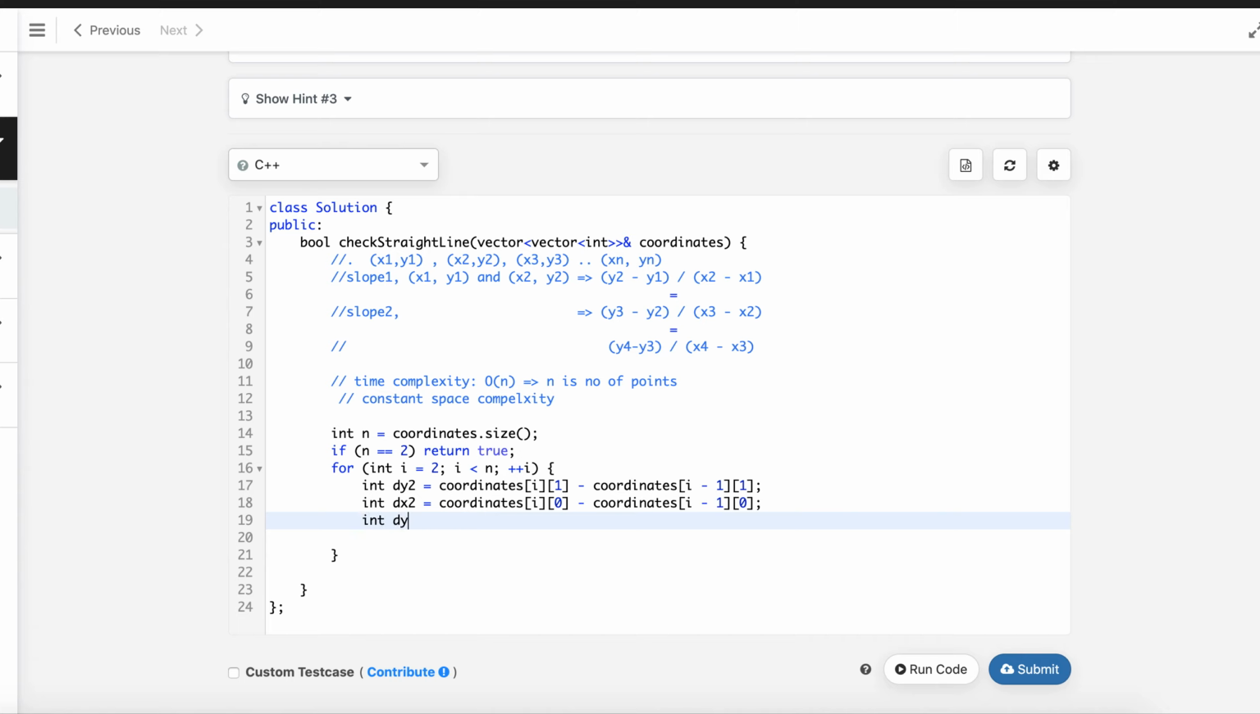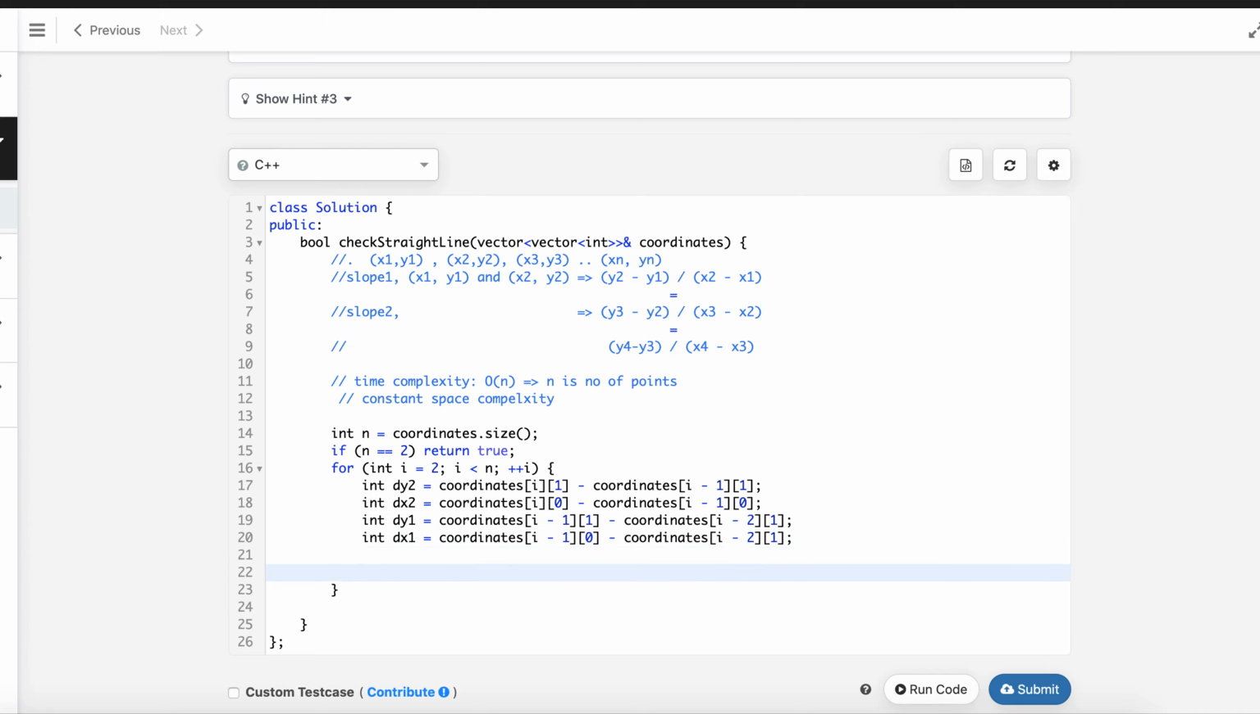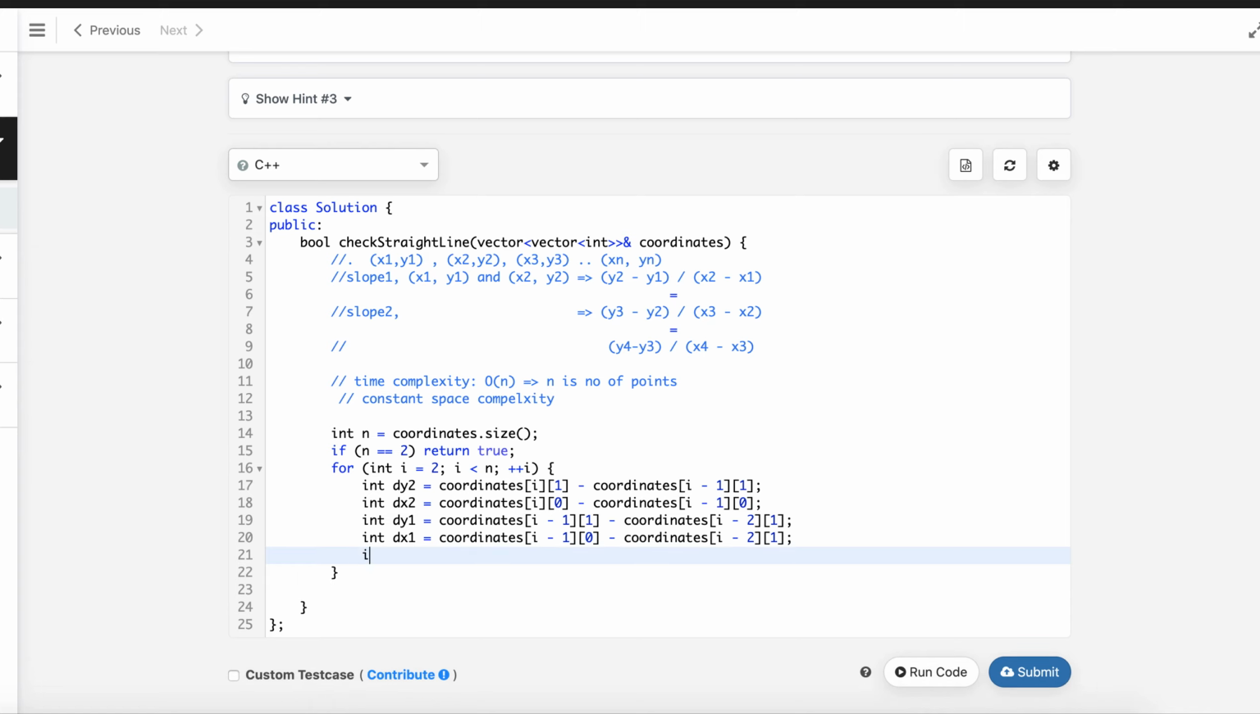Let's calculate dy1, which is this one, equal to the previous and another previous y, so it will be equal to coordinates I minus 1 1 minus coordinates I minus 2 1, and dx1 will be equal to the same thing, previous and previous, which is coordinates I minus 1 0 minus coordinates I minus 2 0. So we know that if both slopes are not equal, then we can return false.